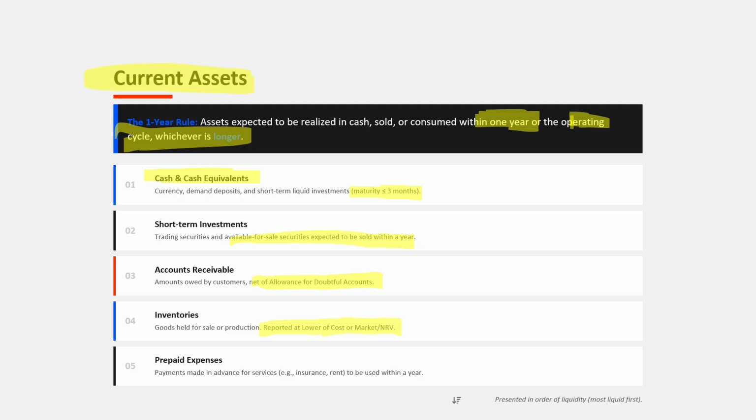Prepaid expenses are payments made in advance for services, maybe prepaid insurance or prepaid rent, and they are current. We classify them as current if they are used within a year. Example, let's say we have a prepaid insurance expense for 3 years. So anything in the next 12 months is going to be a current asset.